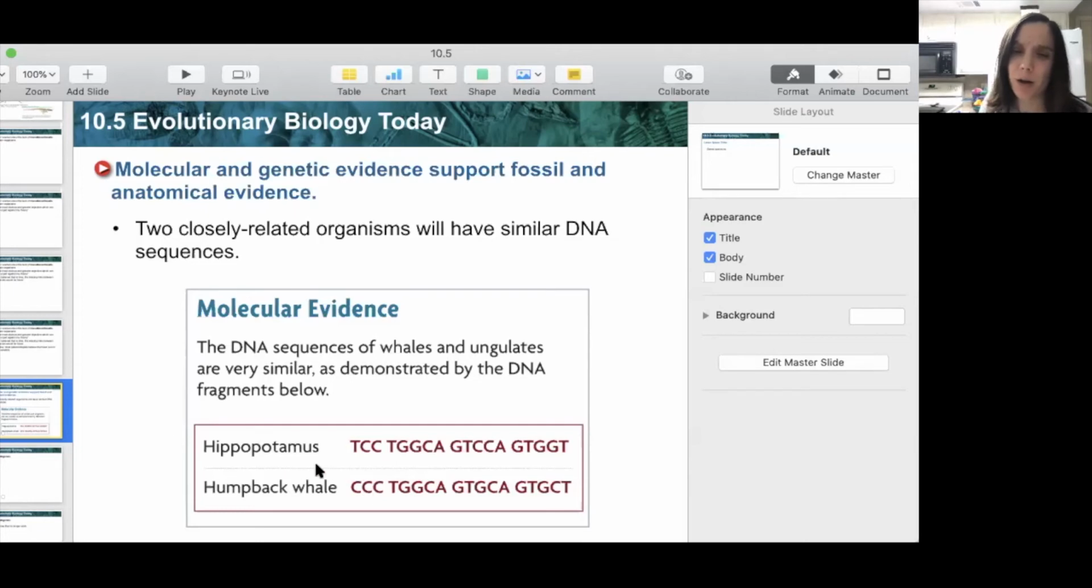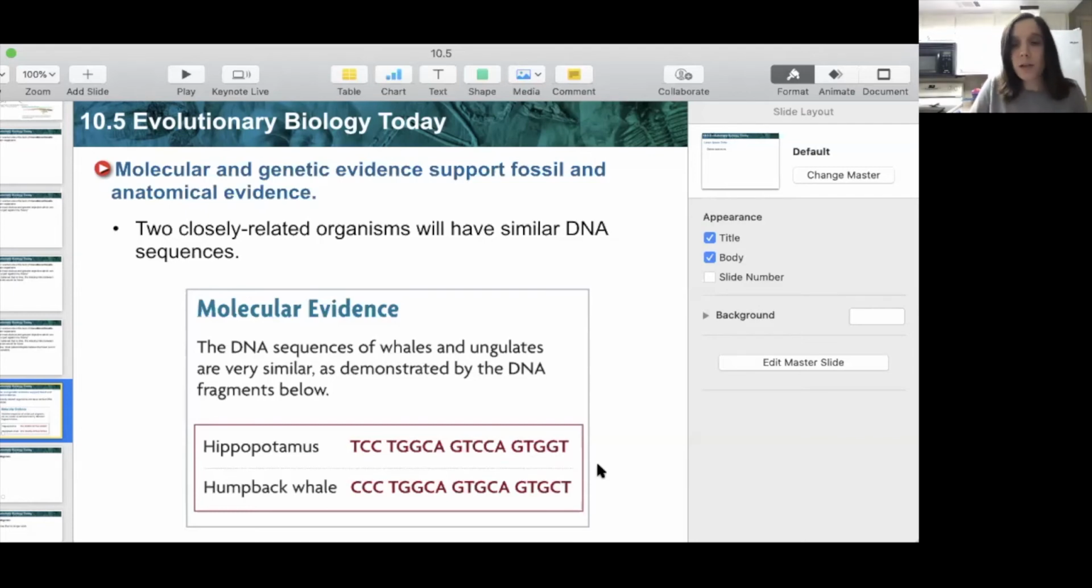So if you look at hippopotamus's DNA, this is a very small segment. There are millions and millions of nucleotides, if not billions of nucleotides in each animal. So we're looking at a very small percentage. But looking at a small fragment of DNA and comparing it, in this case, hippopotamus versus humpback whale, what we can see is that there are a lot of matches. Now, T and C don't match, but we can see after that, most of these nucleotides are exactly the same. G and C aren't the same. But outside of a couple of nucleotides, we do see that it's almost an exact match.